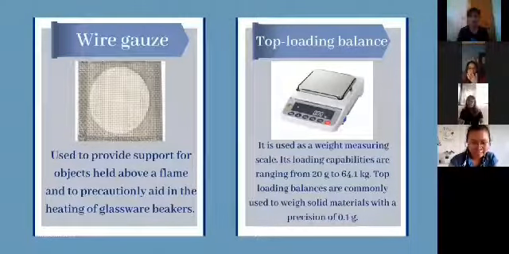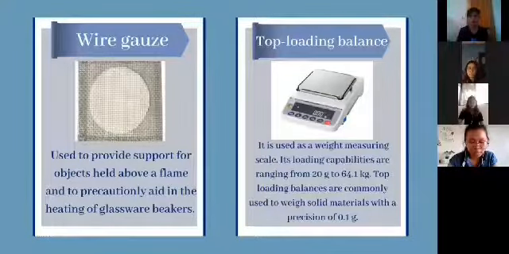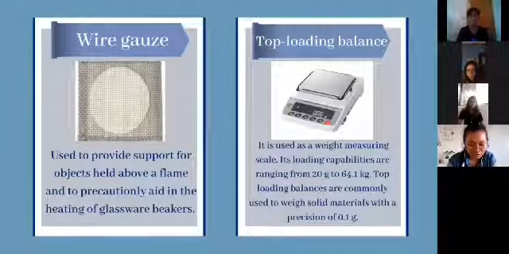And lastly, top-loading balance. It is one of the most frequent types of laboratory weight measuring scales. Top-loading balances come in a range of sizes and weight capabilities, ranging from 20 grams to 64.1 kilograms. Top-loading balances are commonly used to weigh solid materials with a precision of 0.1 gram.